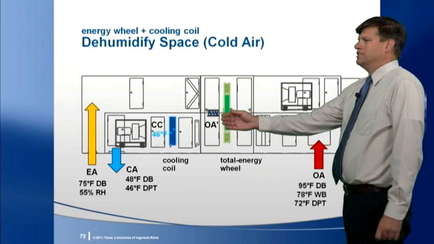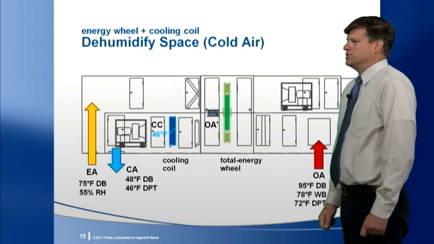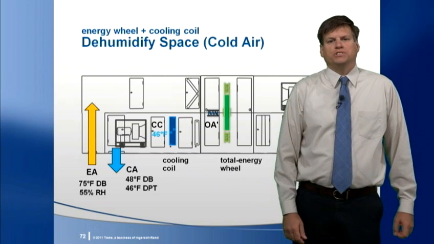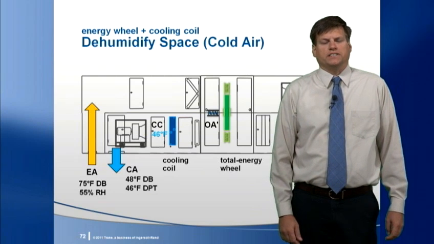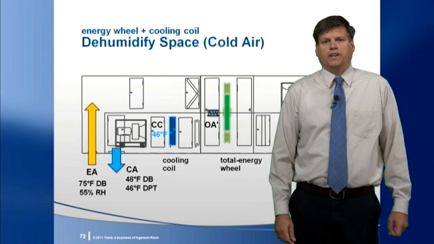It contains an energy wheel and a cooling coil. The difference is the leaving coil temperature. The wheel preconditions the outdoor air, reducing the coil load by 35%. Based on my earlier chart, a 46-degree dew point is in the typical range to keep the classroom below 55% RH.